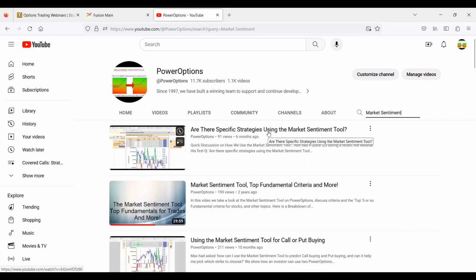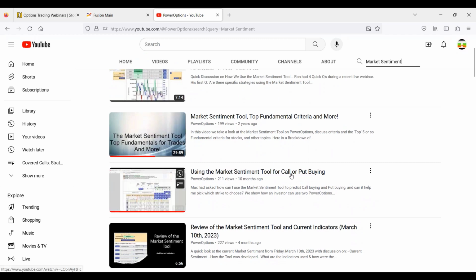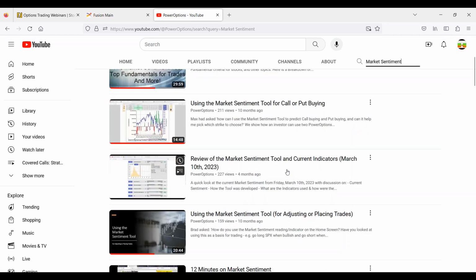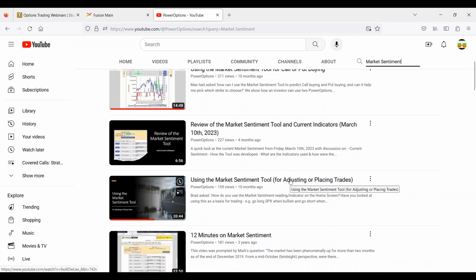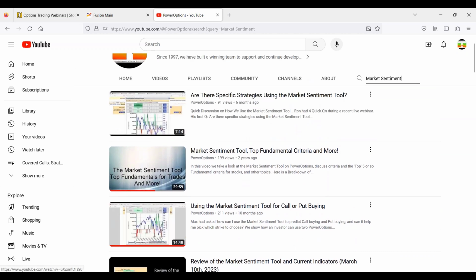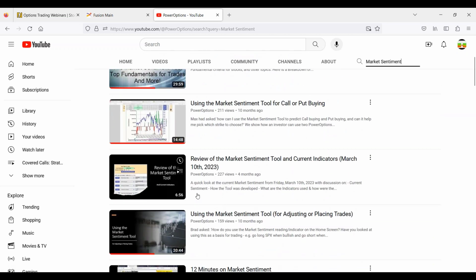Strategies for using the market sentiment tool. Using the market sentiment tool for call or put buying. Current indicators. Using the market sentiment tool for adjusting and placing trades. So there's some short videos here, 7 minutes long, 14 minutes long, 6 minutes long, and 20 minutes long.